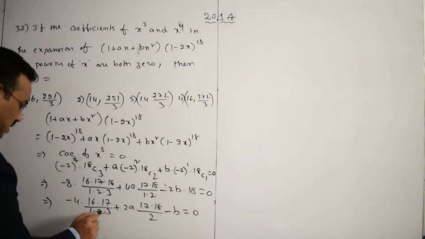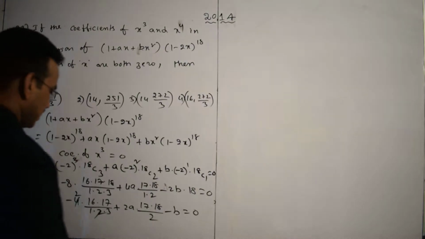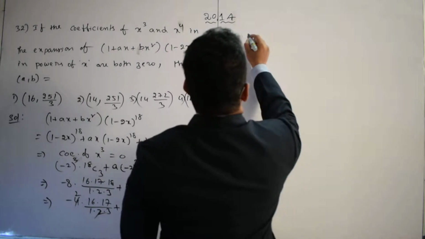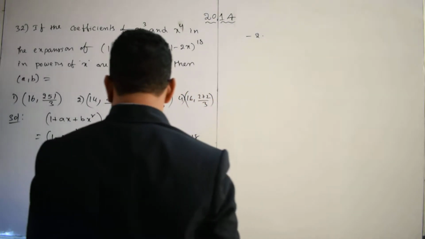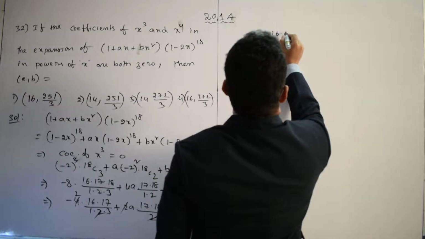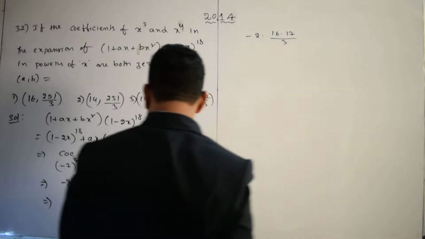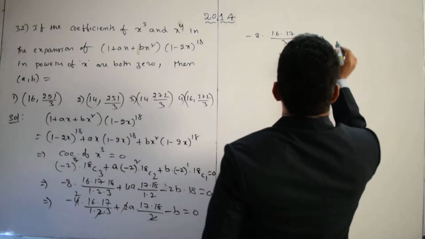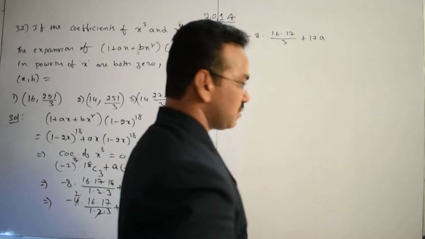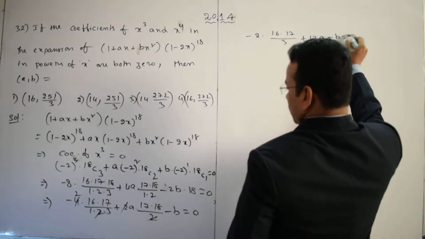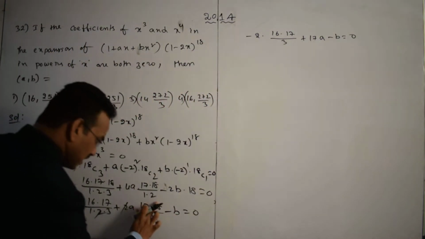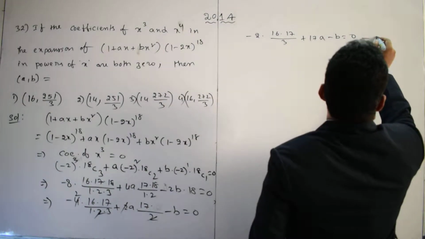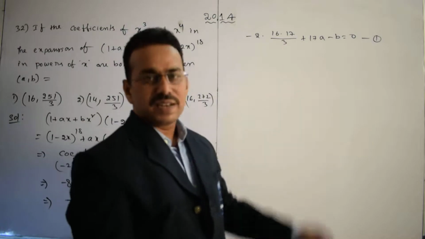In the next step, 2 times will get cancelled, and here also 2 gets cancelled. Finally we are getting minus 2 into 16 by 16 into 17 by 3, next plus 17a. Next minus b, 18 is out, so minus b equals 0. While writing here, 18 is not required. So this you can take as equation 1. Don't multiply, it becomes very lengthy.